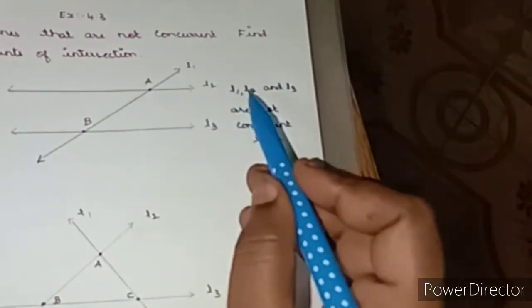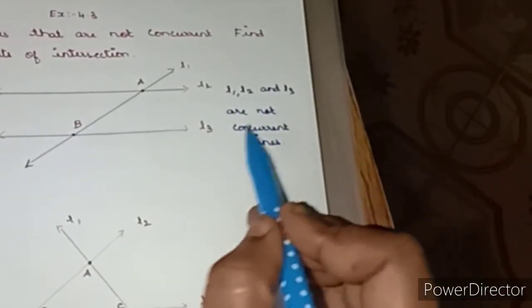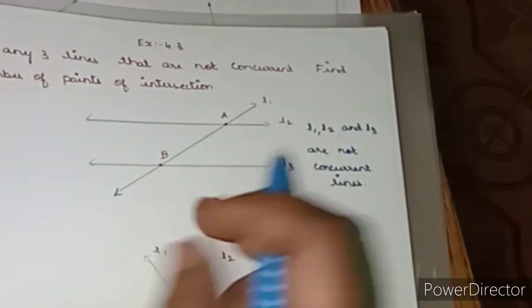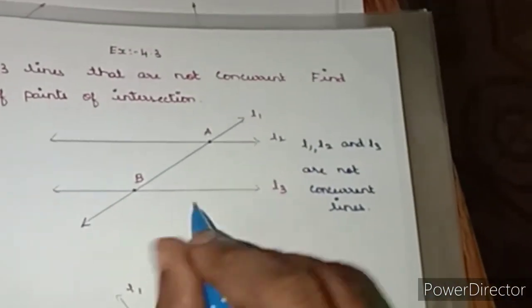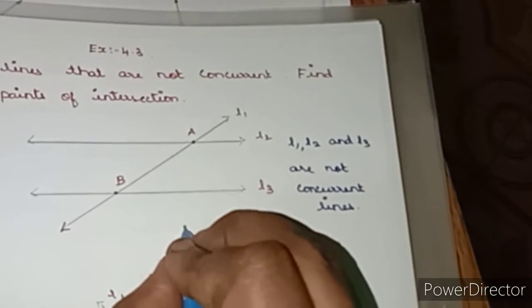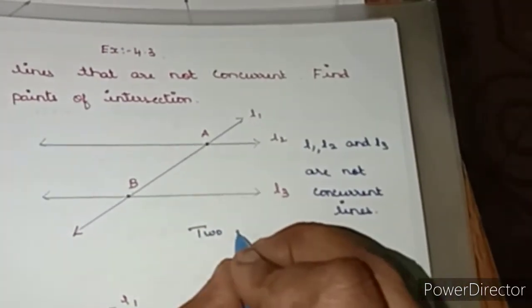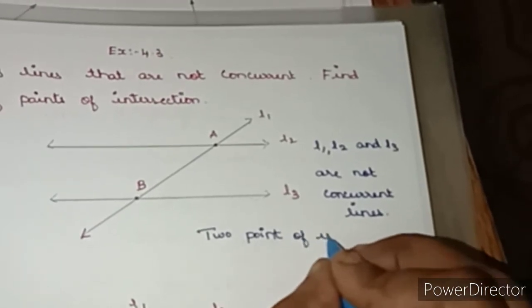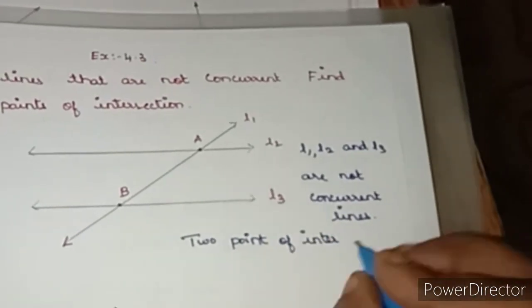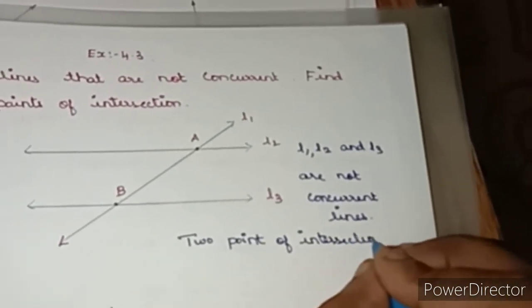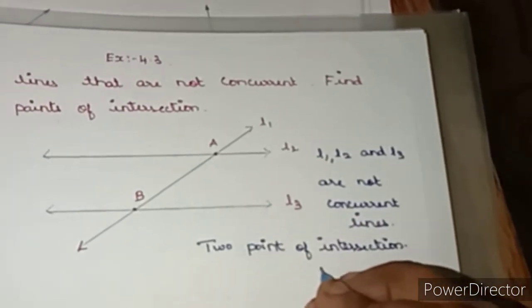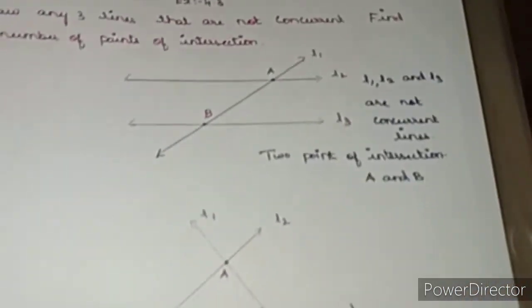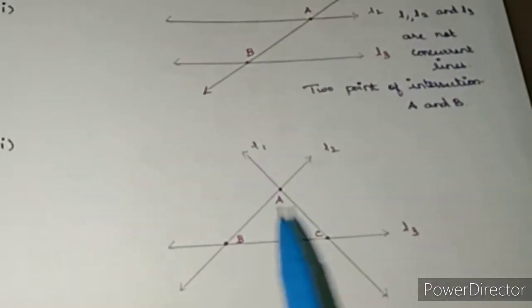Okay, now we'll go. See, in this I told you L1, L2 and L3 are not concurrent lines. So what is the point of intersection? In these 3 lines we have 2 points of intersection. So what are the 2 points? A and B.